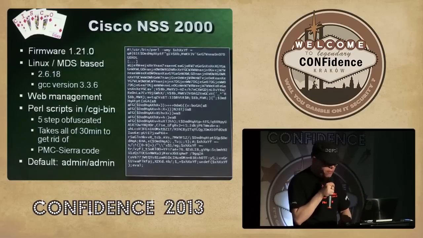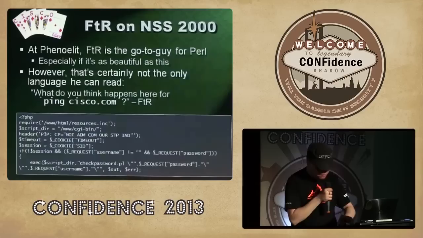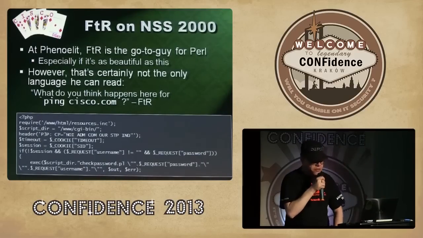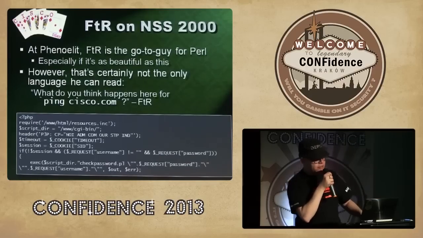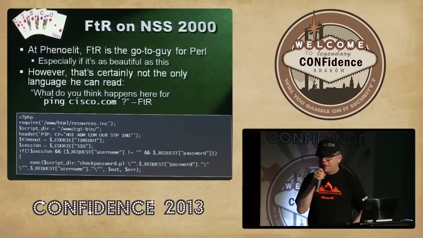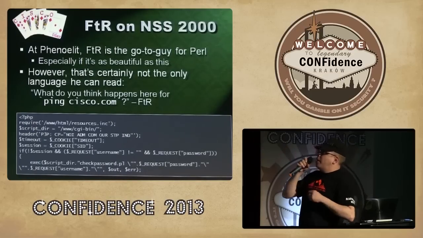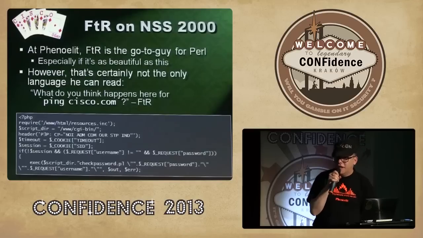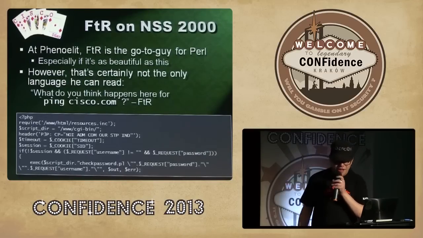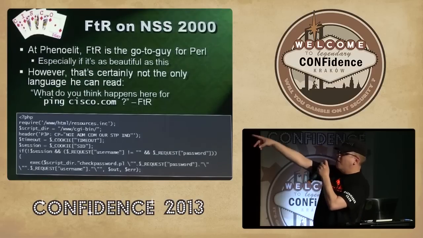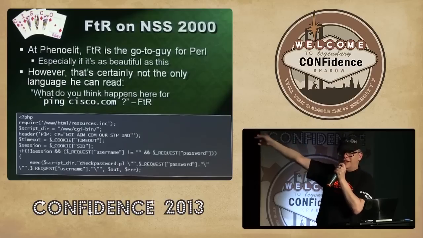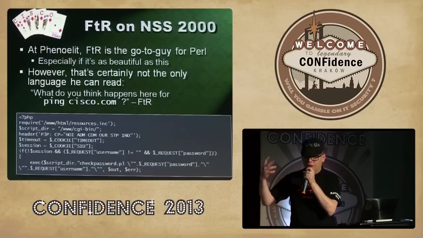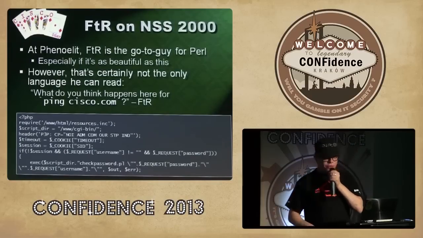So every time we see Perl, we give it to FTR, and FTR looks at it. It was so bad that ID obfuscated it, and he looked at it and he was like, yeah, I see the Perl scripts, but did you see the PHP scripts? What do you think happens here when it tries to authenticate the user using a system exec call in PHP? Yes. So it should be fairly obvious that your password attempt is actually executing code. As root, obviously, on this Linux machine for the web management.